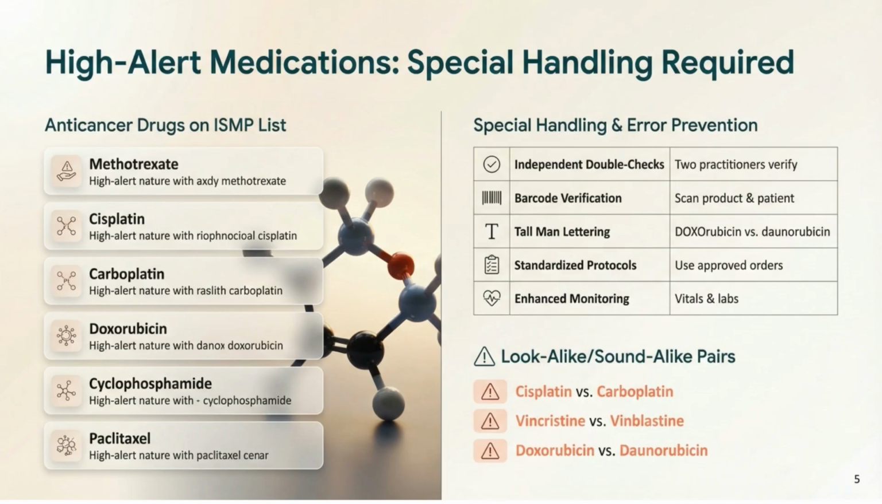Anti-cancer drugs are high-alert medications and require special handling. This list includes methotrexate, cisplatin, carboplatin, doxorubicin, cyclophosphamide, and paclitaxel. Error prevention strategies include double checks, barcode verification, standardized protocols, and enhanced monitoring. Be mindful of look-alike and sound-alike pairs.